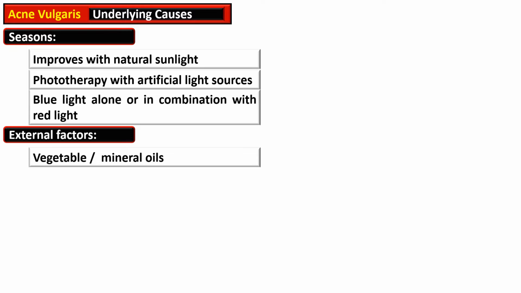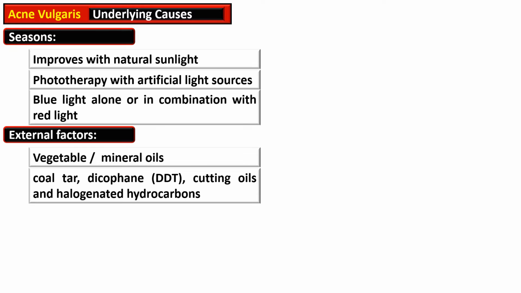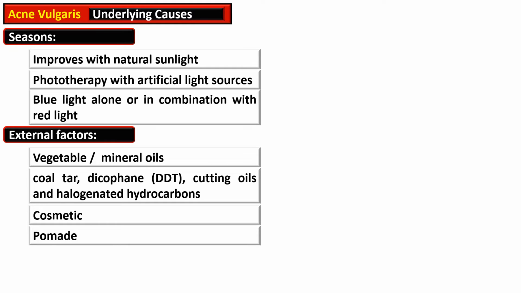These are vegetable or mineral oils, vegetable in case of cooking or mineral oil in case of occupational exposure to engineers. The other acnegenic oils or substances are coal tar, dicophane, DDT, cutting oils, and halogenated hydrocarbons. The women who use comedogenic oil containing cosmetics are also prone to acne vulgaris, while some people use rich hair oil, and they are prone to pomade acne, and this acne is close to the hairline.